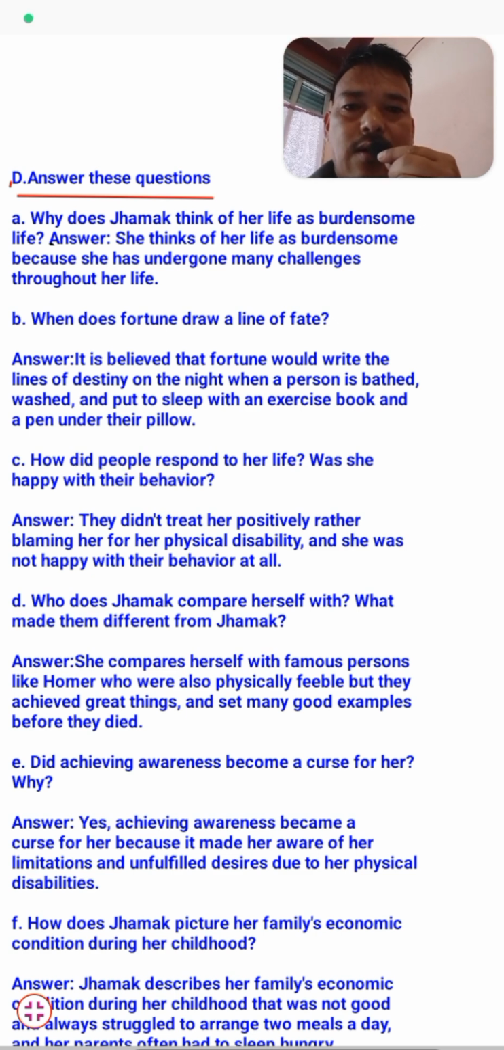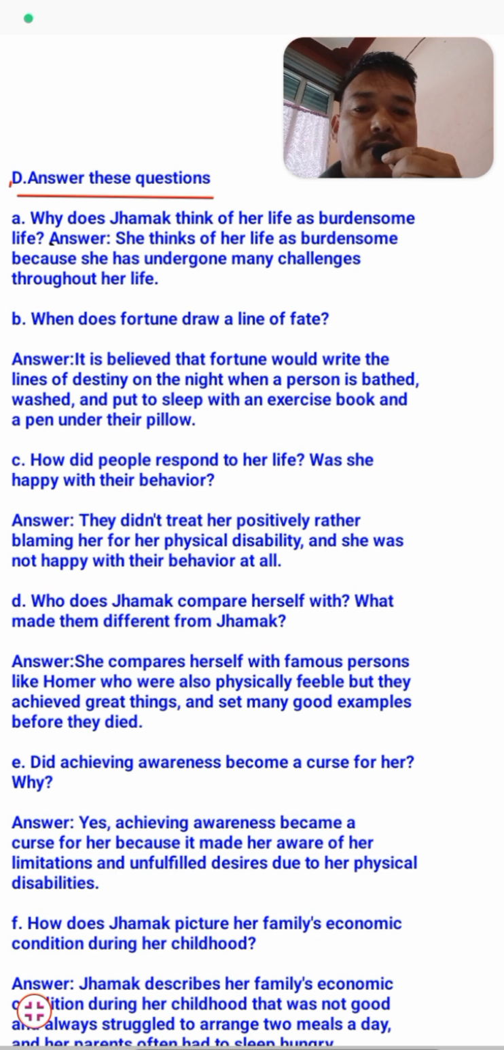C number, how did people respond to her life? Was she happy with their behavior? Answer is here. They didn't treat her positively, rather blaming. They used to blame her for her physical disability, and of course nobody would be happy, and she wasn't happy with their behavior at all.